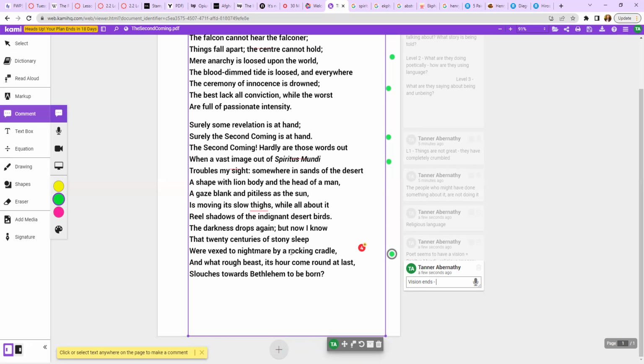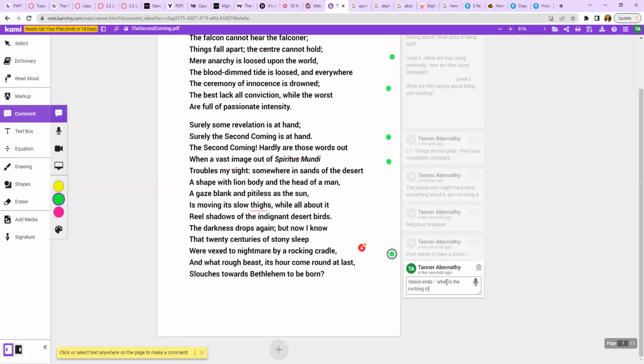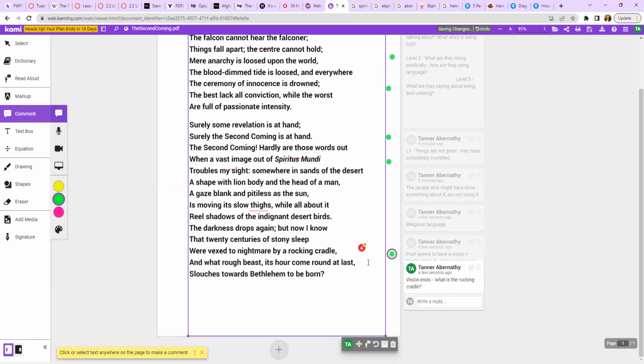Twenty centuries of stony sleep were vexed to nightmare by a rocking cradle. So I'm curious what that rocking cradle is. Is it war? Is it humanity's hubris? Is it some religious prophecy? And what rough beast, its hour come round at last, slouches toward Bethlehem to be born? Which is a very ominous and beautiful line.